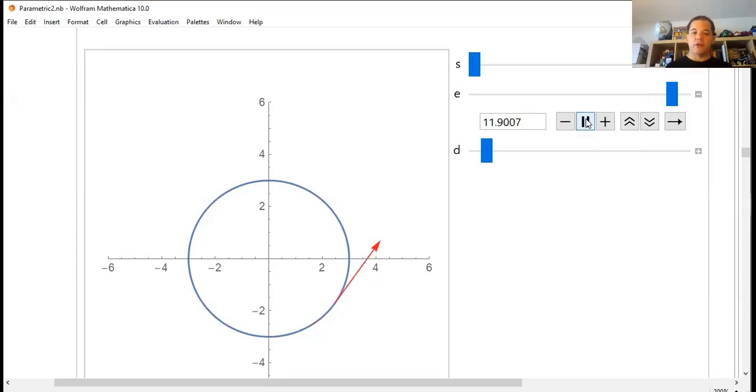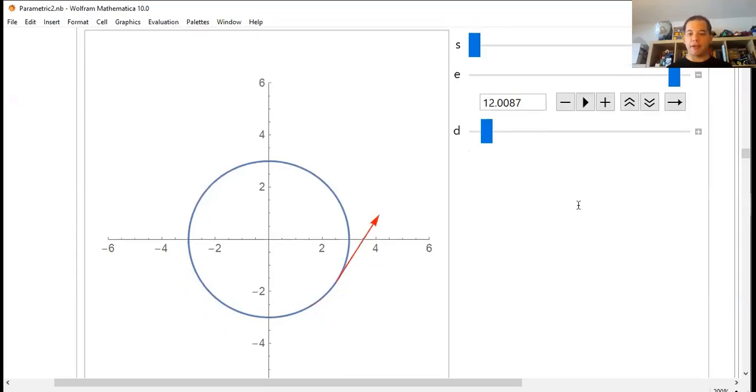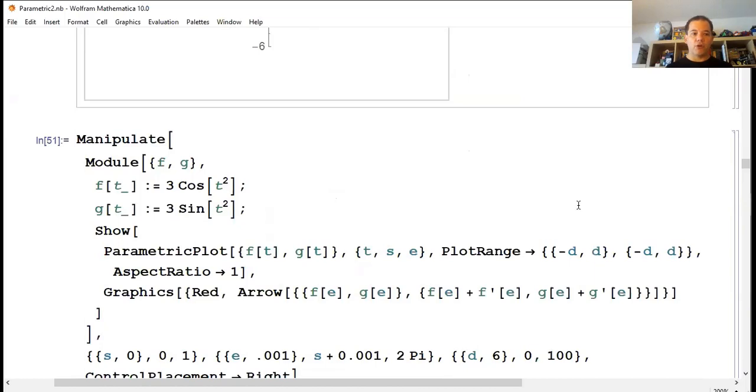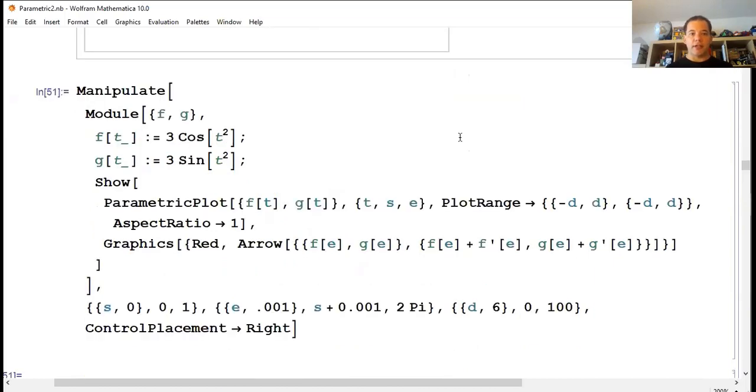Okay, so let's go to the next one I prepared for you. Look at this next one and look at the difference. Look at my definitions now. It's still 3 times cosine and 3 times sine for the x and the y. But now I put t squared, right? So now it's 3 cosine t squared, 3 sine t squared, right? And I'm going to show it to you in just a moment.